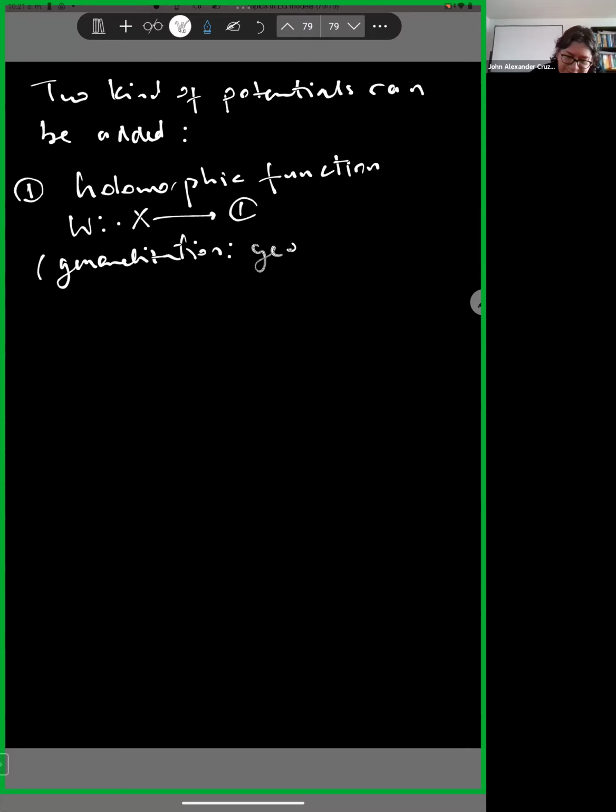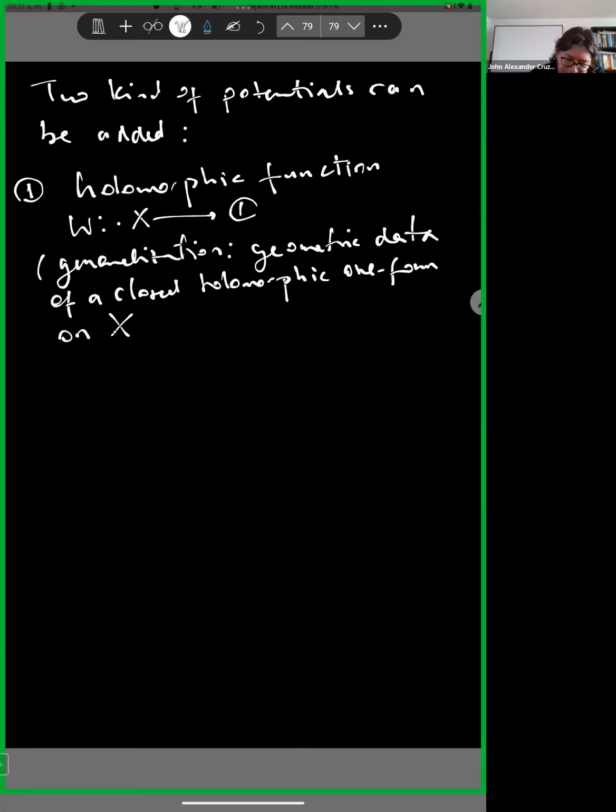This is kind of geometric data of a closed holomorphic form. Next, that's it. Okay, and let me mention the second one, the following thing. So we can make this sigma model massive.